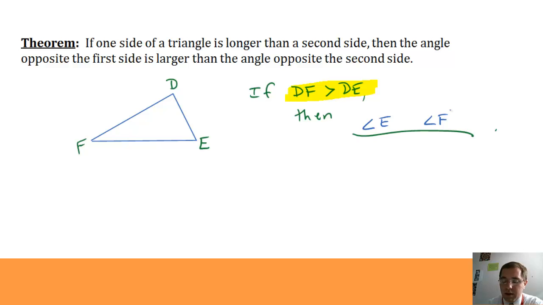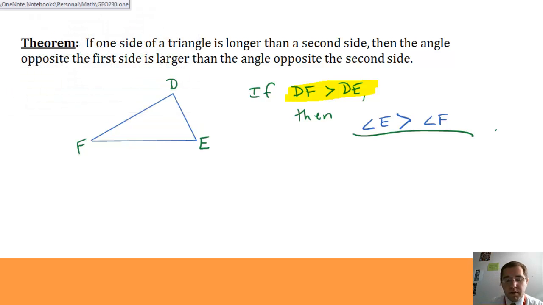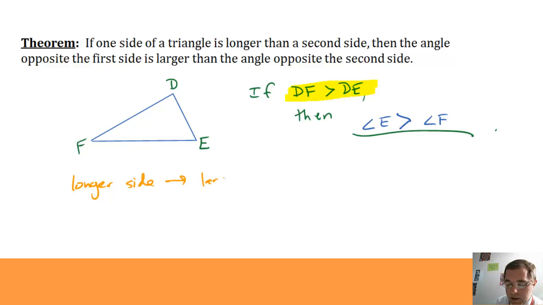So according to this theorem, if one side is longer than the second side, then the angle opposite the first side is larger than the angle opposite the second side. So angle E must be greater than angle F, because angle E is opposite the larger side. If you want a shortened way to write this theorem, we could simply write it as longer side implies larger opposite angle.